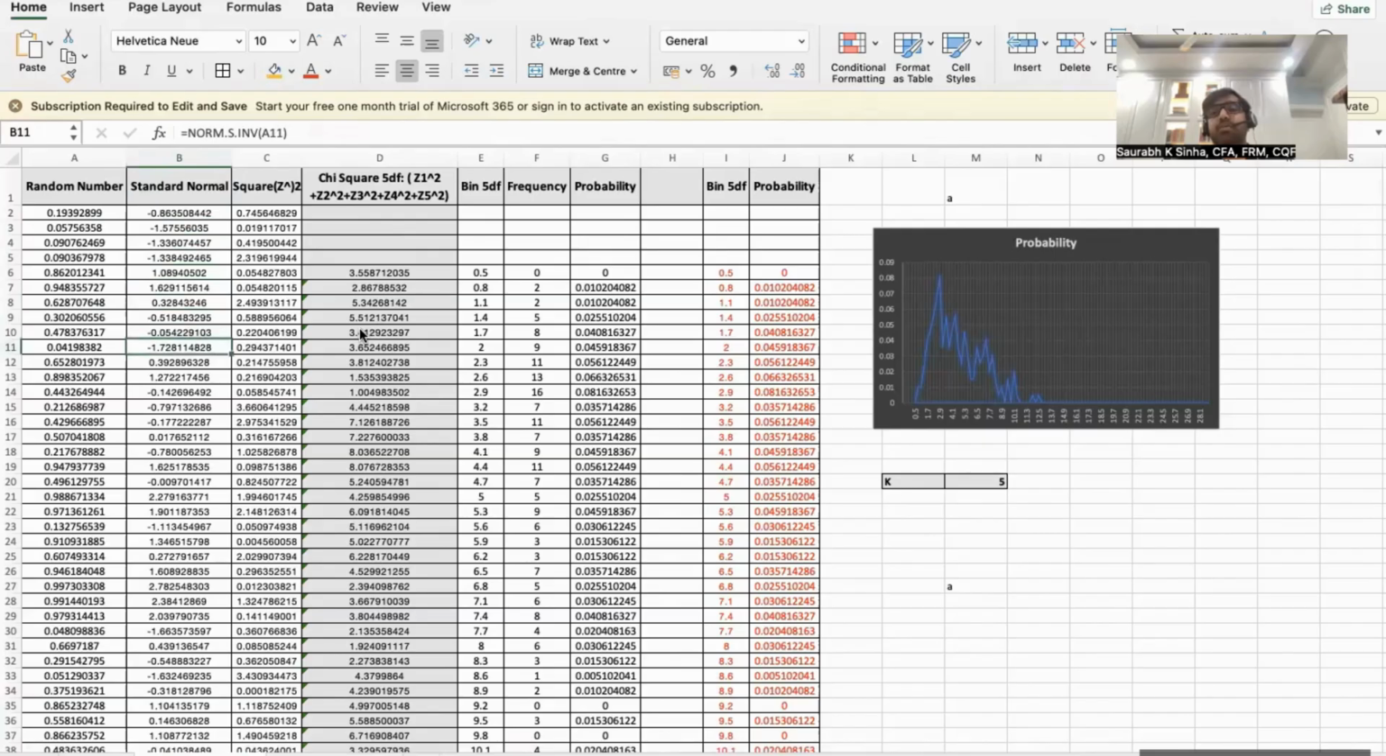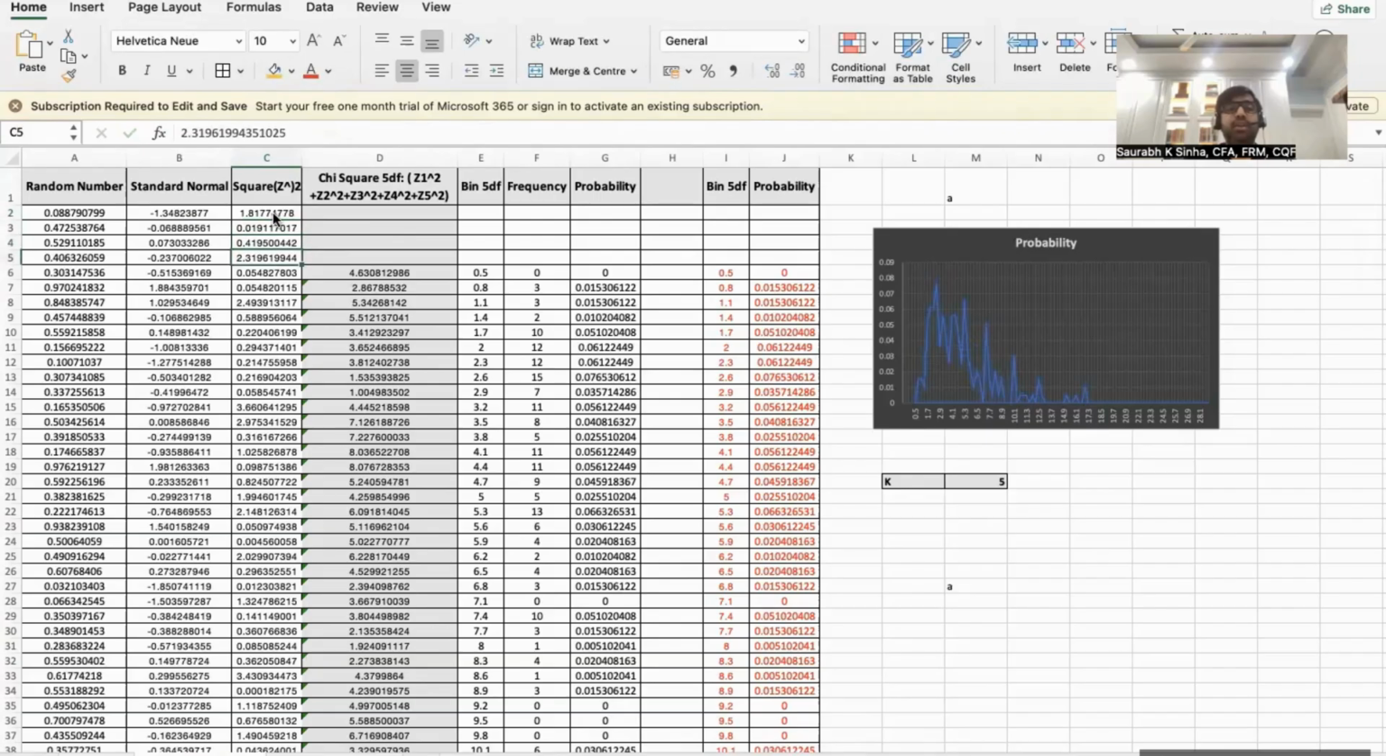If you remember, standard normal is anything which is normally distributed with a mean of 0 and a standard deviation of 1. So this column B is a standard normal data set. Now what do I have to do? I have to square it first and then sum it up. So what I did, I squared all the values.